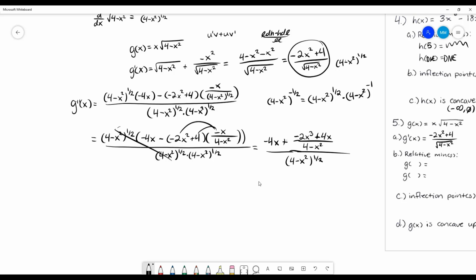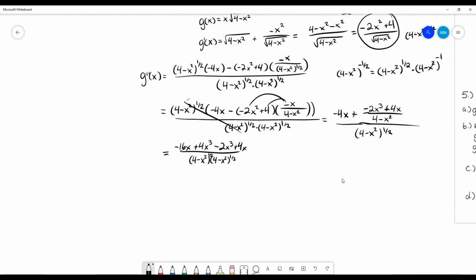Okay. And now, of course, make it easy, find a common denominator here. So I'm going to just multiply this by this so that it's all in the same bit there. So it's going to be negative 16x, and then plus 4x cubed minus 2x cubed plus 4x, because now we're in this numerator because I found a common denominator, all over this, which remember is just the same as, right? Because to the first power, remember we just add those exponents, so that's the same as having these multiplied together. So I'm going to write it like that just to make it a little clearer for us.